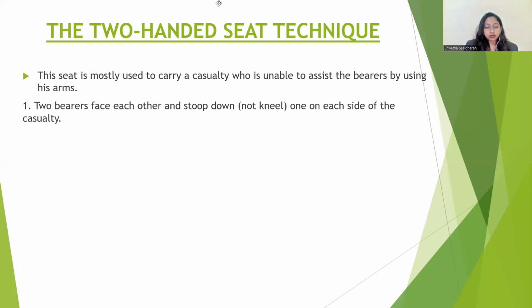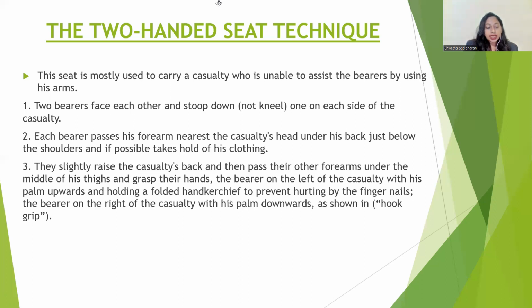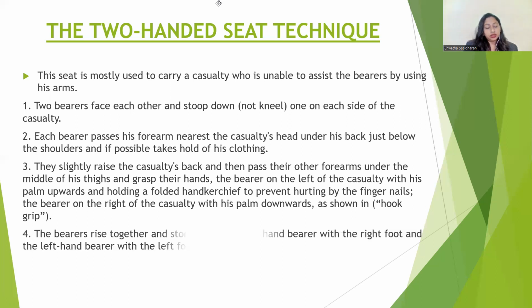Two bearers face each other and stoop down, one on each side of the casualty. Each bearer passes his forearm nearest the casualty's head under his back, just below the shoulders, and if possible takes hold of his clothing as well. They slightly raise the casualty's back and then pass their other forearm under the middle of his thighs, grasping each other's hands. The bearer on the left of the casualty has his palm outward, holding a folded handkerchief to prevent hurting by the fingernails. The bearer on the right side of the casualty has his palm in the hook grip.